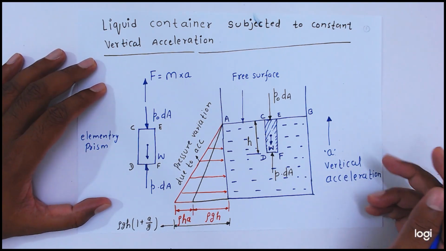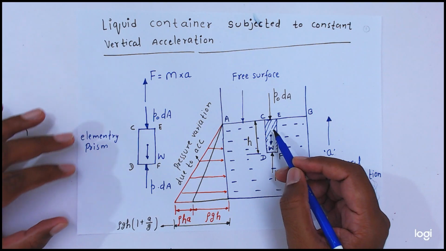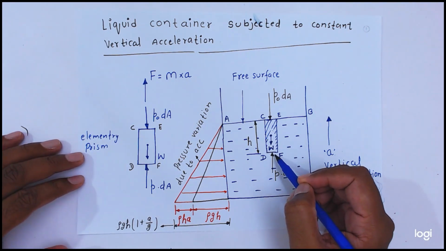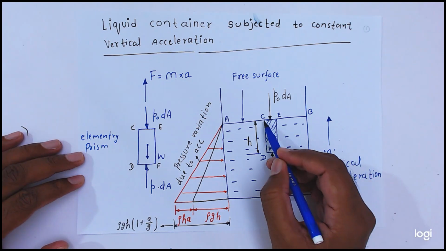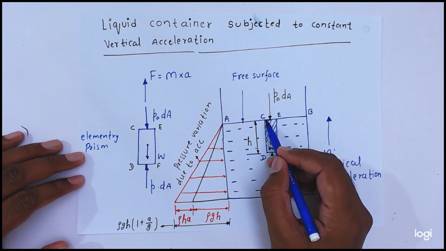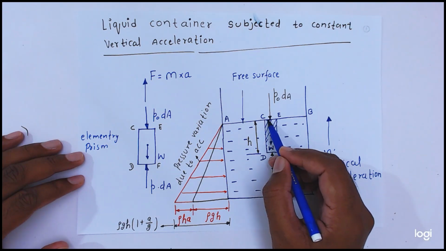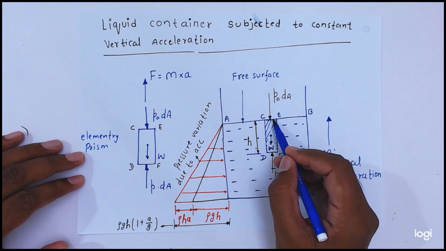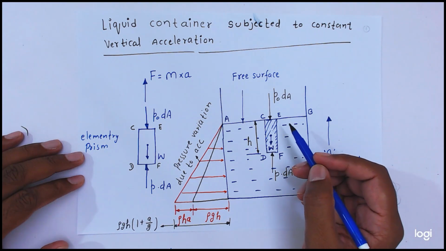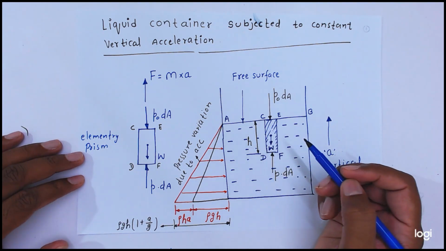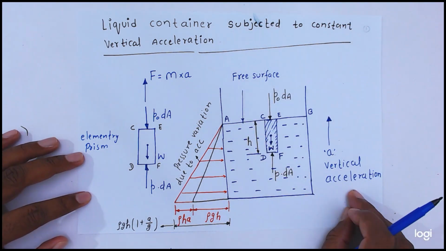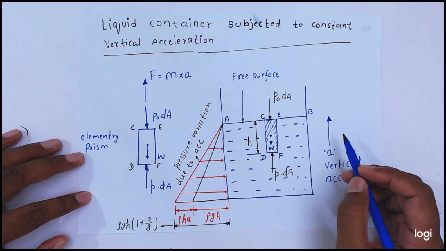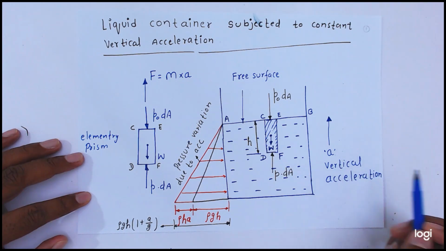Now friends, we should consider here a small elementary prism. Its bottom surface is DF and top surface is up to this free surface. Top surface coincides with the free surface. Now its height is equal to h. Okay friends, the tank is moving in the vertical direction with vertical acceleration a.